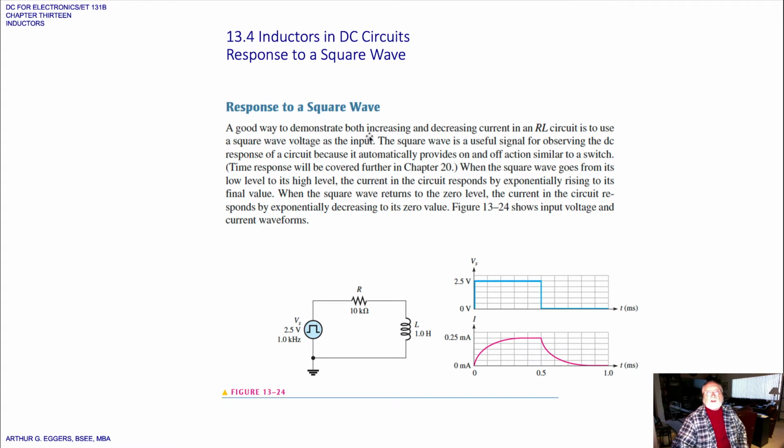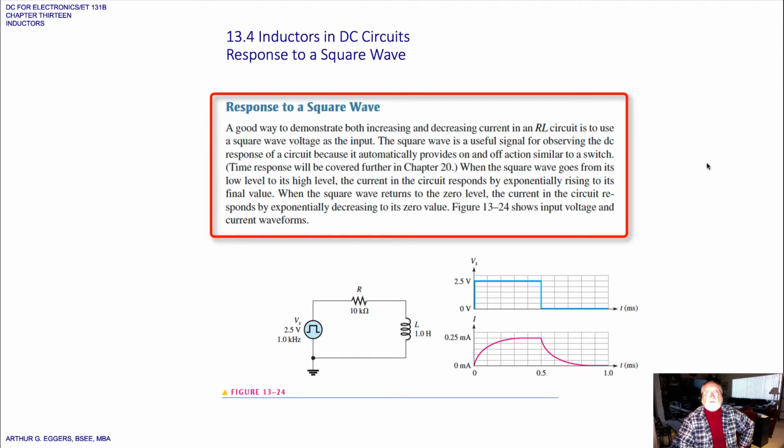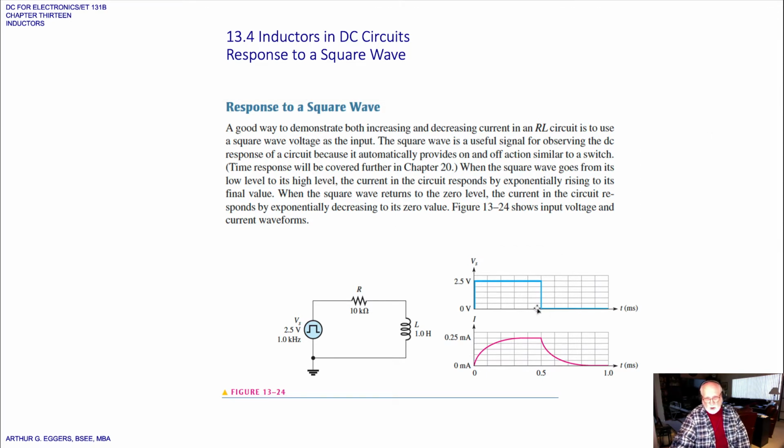A good way to demonstrate both increasing and decreasing current in an RL circuit is to use a square wave voltage as the input. A square wave is a useful signal for observing the DC response to a circuit because it automatically provides on-off action similar to a switch. Now, please be aware, even though this is ideally shown as a square wave with these instantaneous transitions, if you pop those open and look at them on a scope, you'll see that they look more like what the bottom graph is showing anyway.